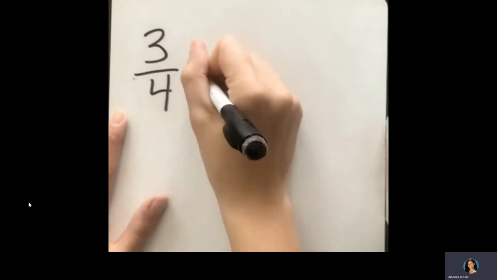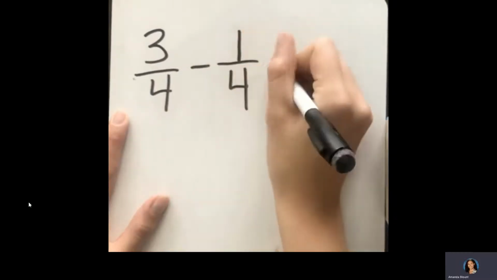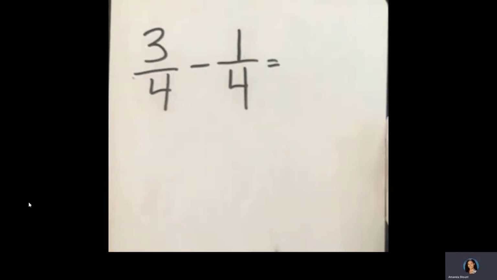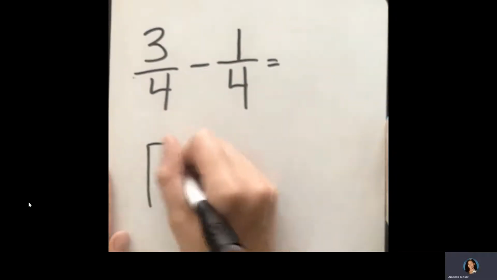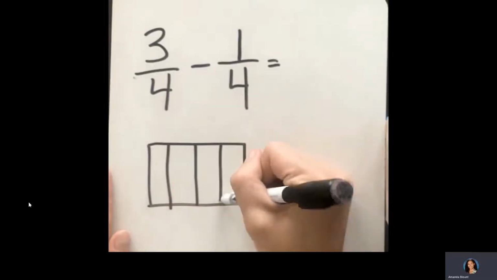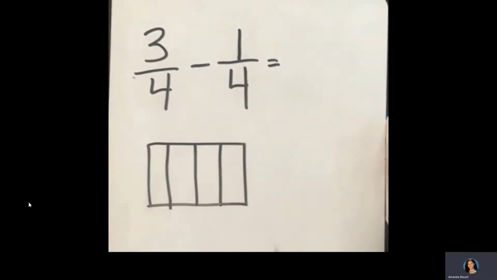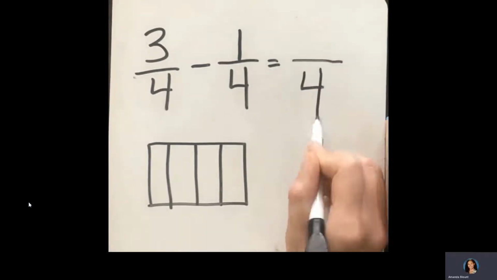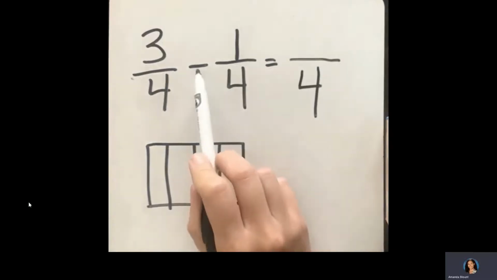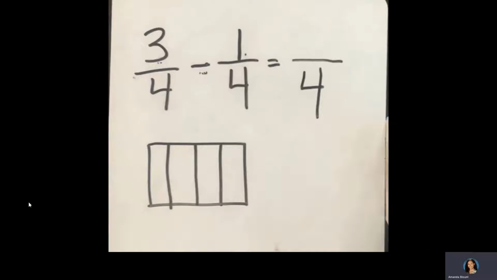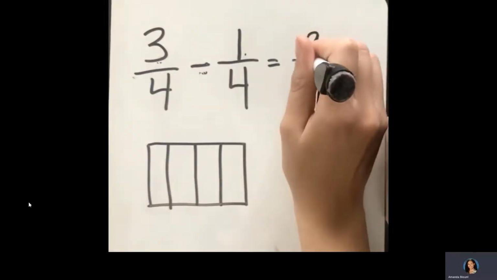Let's subtract 3/4 minus 1/4. Now remember, my denominator is the total that I have. So I have a total of 4 equal parts. Okay. My denominator is going to stay the same. And now I'm just going to subtract my numerators. 3 minus 1. Well, 3 minus 1 is 2.